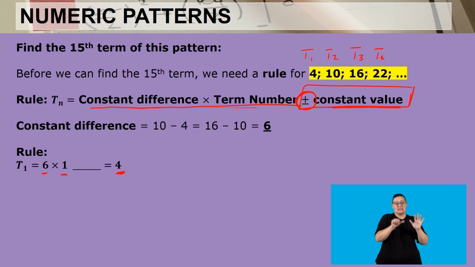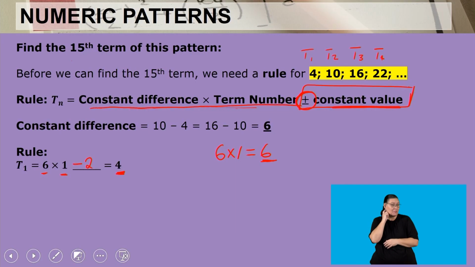So what is 6 multiplied by 1? We know that 6 multiplied by 1 is 6, but the first term is not 6, the first term is 4. So if we say 6 multiplied by 1 gives us a 6, how do we move from that 6 to that 4? If you are thinking that we subtract by 2, then you are absolutely correct. So that constant value could be that we subtract by 2. But before we can confirm that this is the constant value that we are subtracting, we need to make sure that this works for all of the terms, or 2 or 3 of the terms, not necessarily all of them.